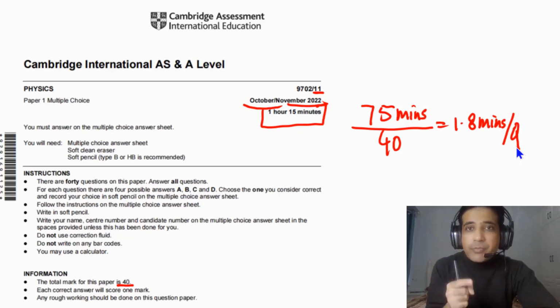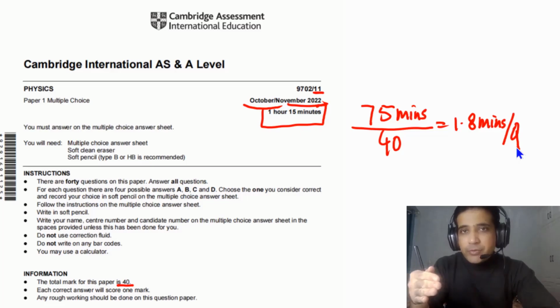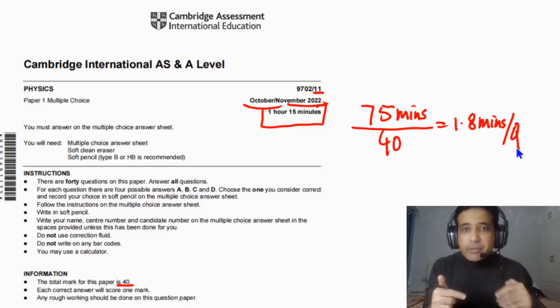So very important. And to improve your techniques or methods to answer questions in the exam, at least 1 month before the exam, you can start solving past papers by setting time. Try to do the paper in 1 hour only, not in 1 hour and 15 minutes.